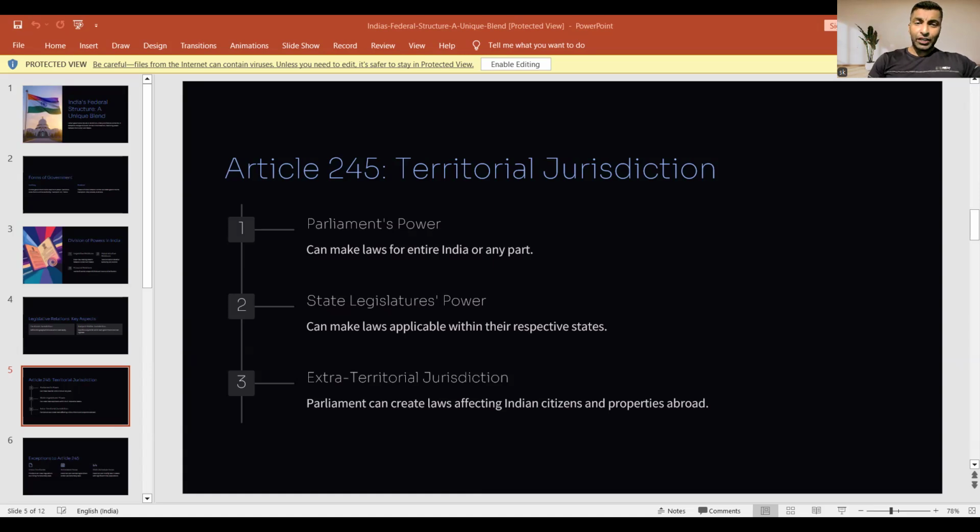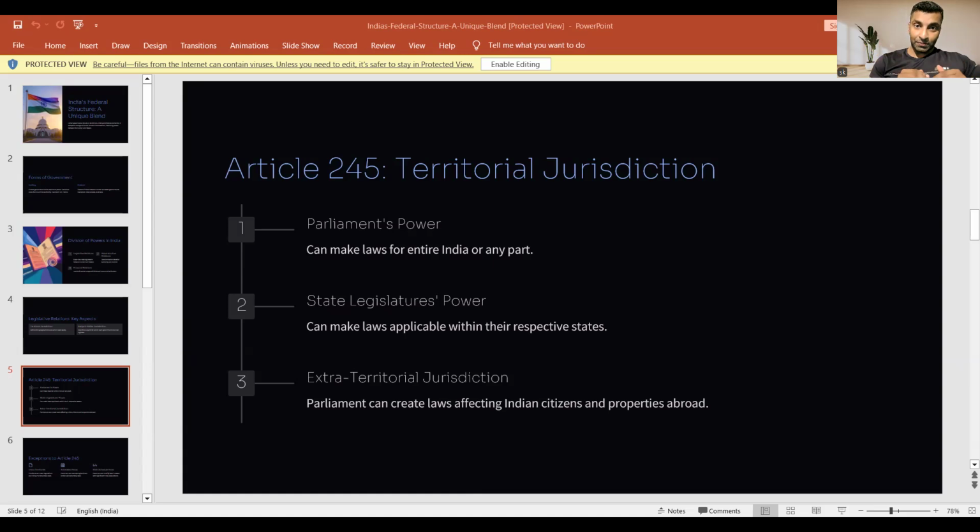The validity of extraterritorial laws is determined using the territorial nexus test, as established in the Wallace versus Income Tax Commissioner case. In this case, an English company earned significant revenue from India, which allowed Indian authorities to tax it based on its Indian income. So the territorial nexus test requires a reasonable connection between the law and the foreign element that it affects.